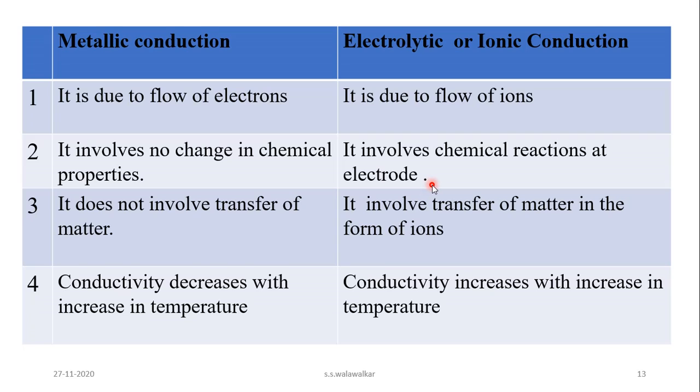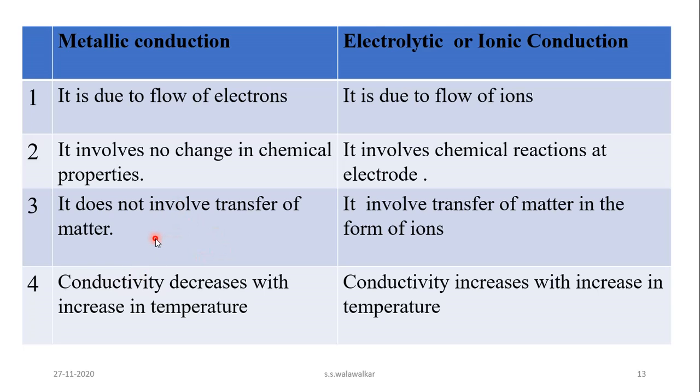The negatively charged ion moves towards the positively charged electrode, and there it gets discharged, or the positively charged ion moves towards the negatively charged electrode and gets deposited. That means it involves a chemical reaction at the electrode. So it is a physical as well as a chemical change. Remember this point. Then third, metallic conduction does not involve transfer of matter, because here flow of electrons is there.